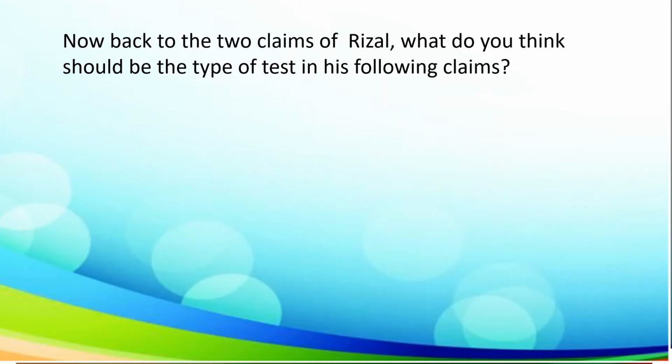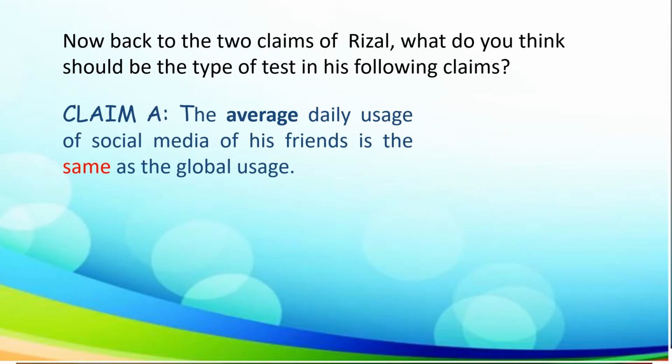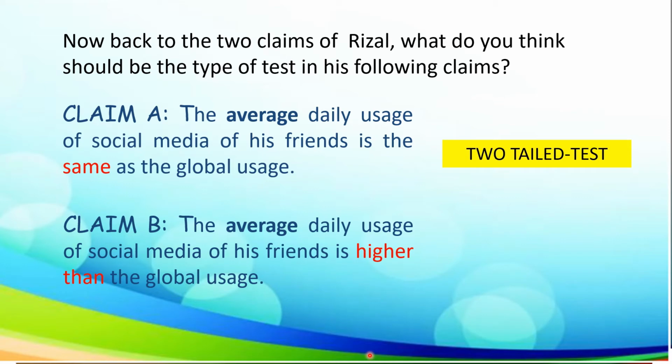Okay class, now let us go back to the claims of Rizal. What do you think should be the type of test in the following claims? Claim A states the average daily usage of social media of his friends is the same as the global usage. Observe the word same. In this case, we are going to use a two-tailed test. For claim B, the average daily usage of social media of his friends is higher than the global usage. Observe the words higher than. In this case, we are going to use a one-tailed test.